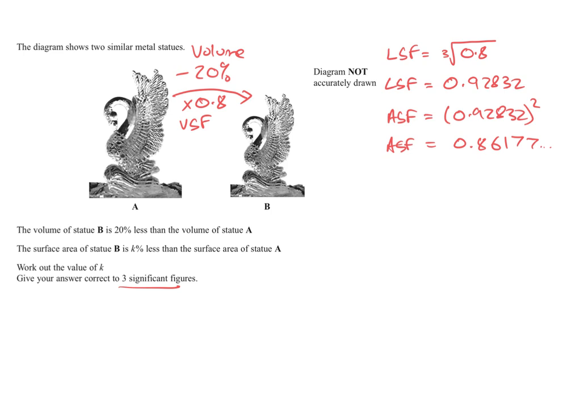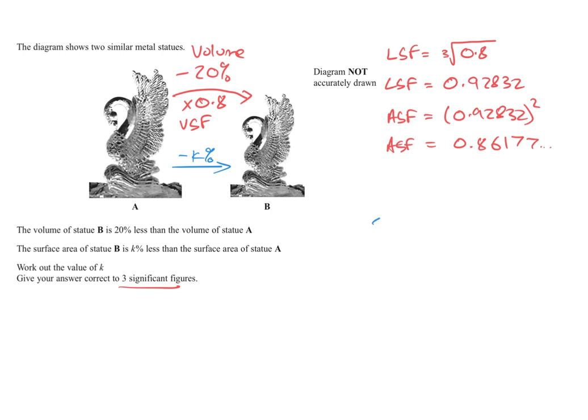Okay, looking back at the question, it says that the surface area is K% less than the surface area of statue A. Okay, so what I'm doing here, I'll write this in blue, is I am subtracting K%. That's what I want to find out. What percentage am I taking away? It's a little bit of a tricky question, I suppose, looking at that. Now, I know my area scale factor is 0.86. That would be my multiplier.